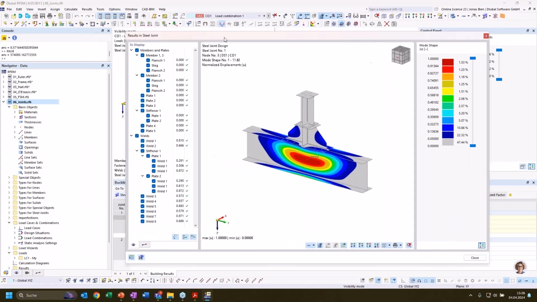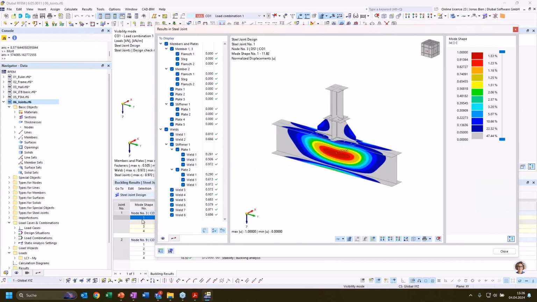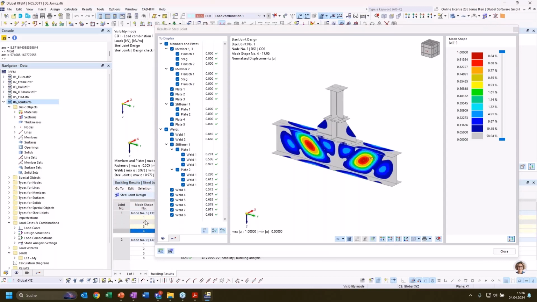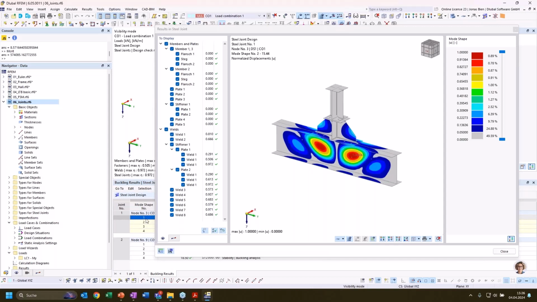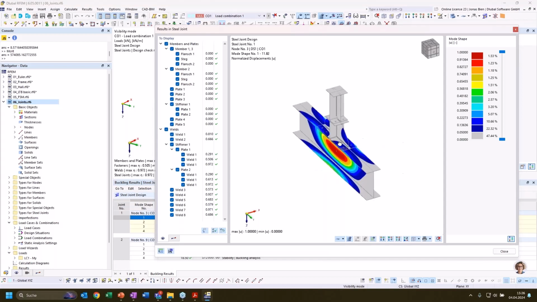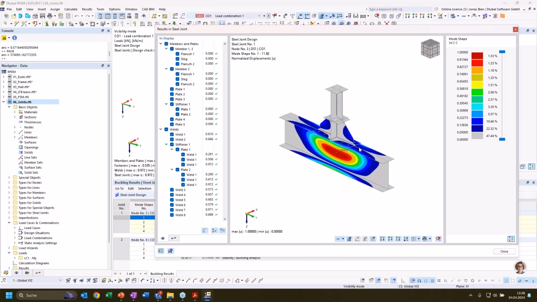And now I see the mode shape for mode shape number 1 in this particular joint. I can browse through the different mode shapes by clicking the different table entries, and I can see that for this particular joint, in the first mode shape, I would have some kind of web buckling under the load introduction here from the secondary beam.